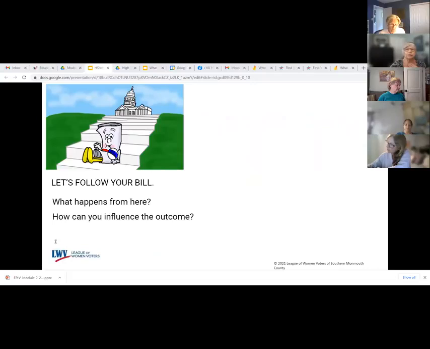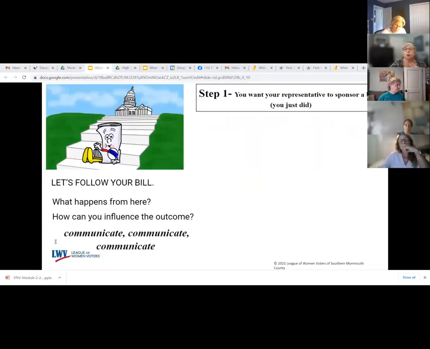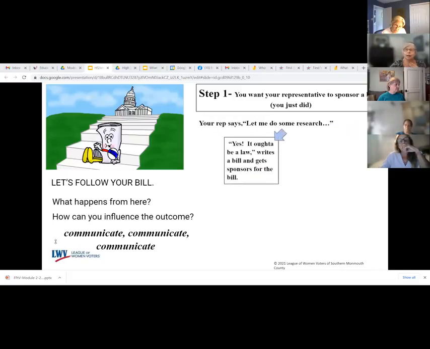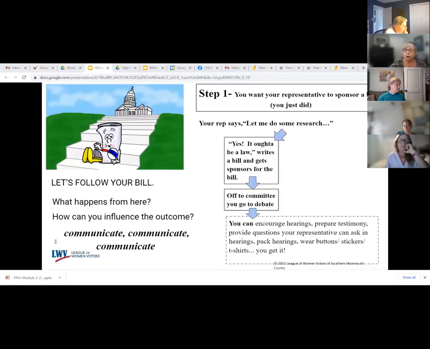So the first thing you ask is for your representative to sponsor the bill, which you just did. And your representative says, well, let me do some research. And then he says, or she says, yes, it should be a law. And that person gets more sponsors if possible. And off to committee you go for debate. On the other hand, at that point, you can encourage hearings, you can provide questions, and this is the feedback that would come after the initial contact. You can pack the hearings when they're listening to what's going on, and you can go with your t-shirts and your buttons and all of that kind of stuff.